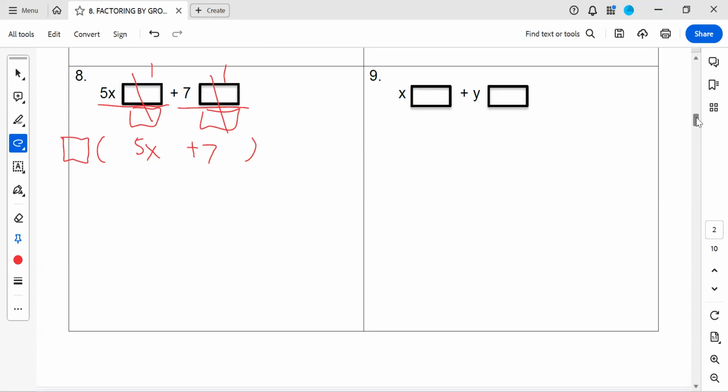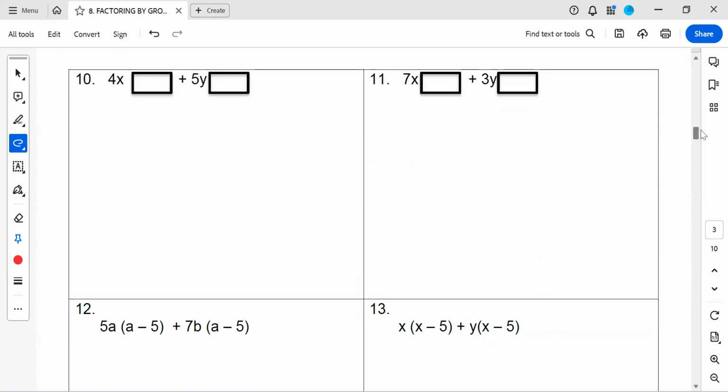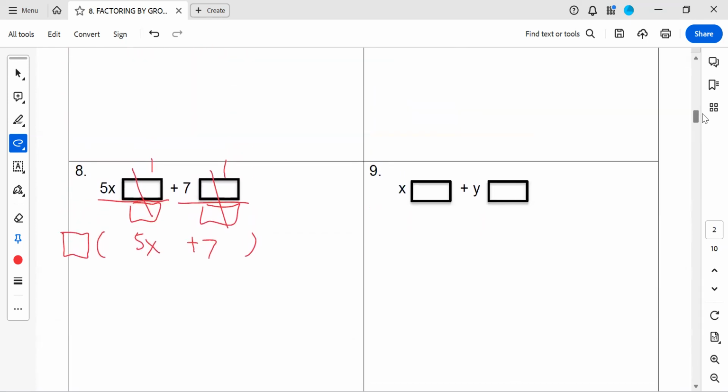So after a while, you start to recognize the pattern, okay? Go ahead and complete 9, 10, 11, and then we'll come back to 12 together.